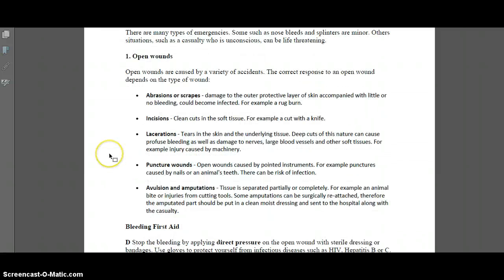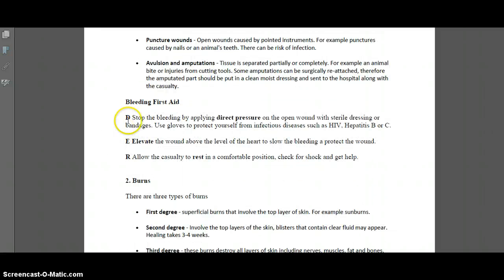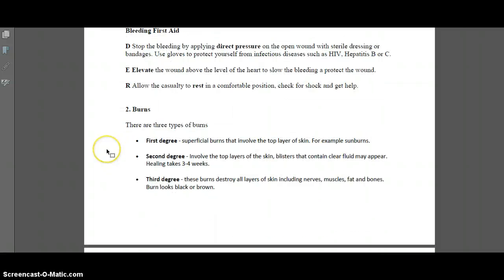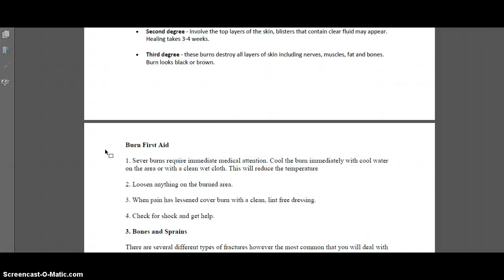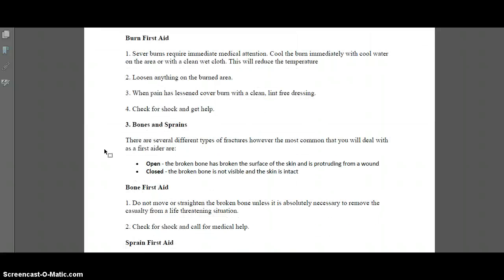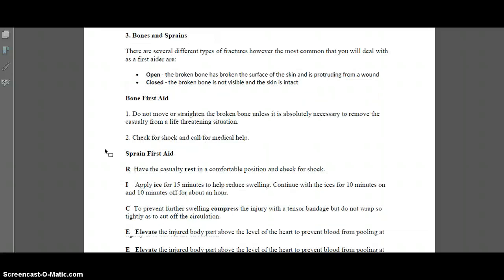Types of emergencies here. So we've got open wounds. Under open wounds you might have bleeding, so what to do if somebody's bleeding. Another type of emergency would be burns. First degree, second degree, third degree. There's some first aid for burns. The third type would be bones and sprains. So what to do if you break a bone or you think that somebody has sprained something.